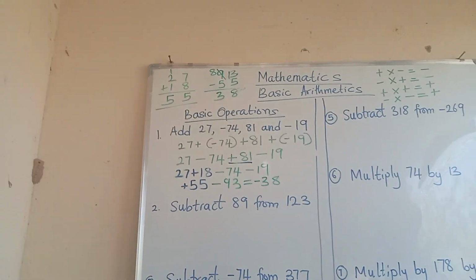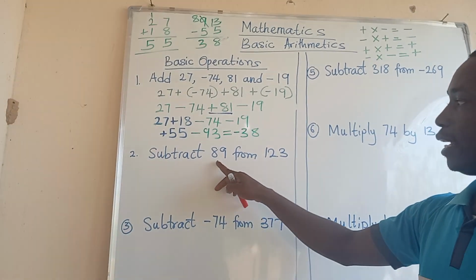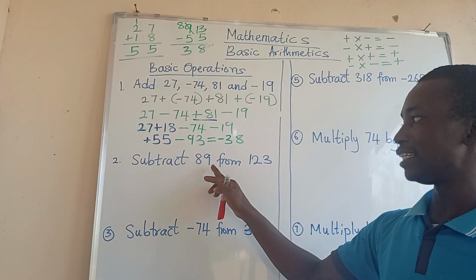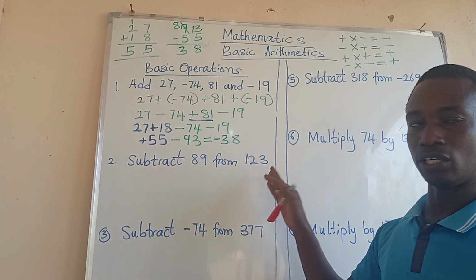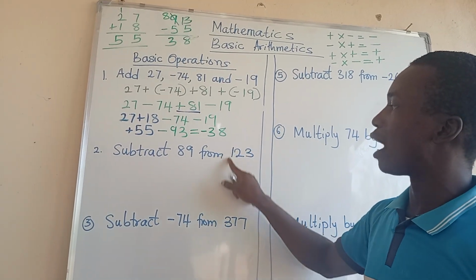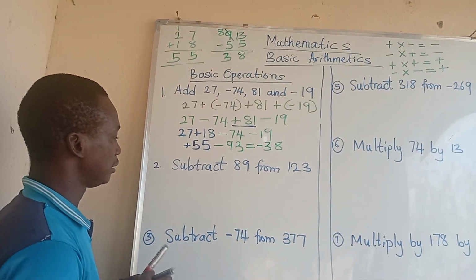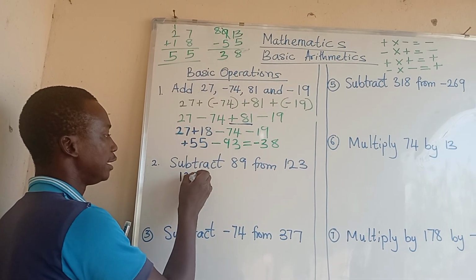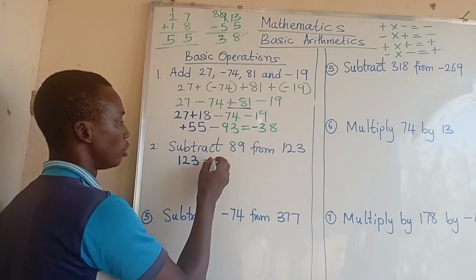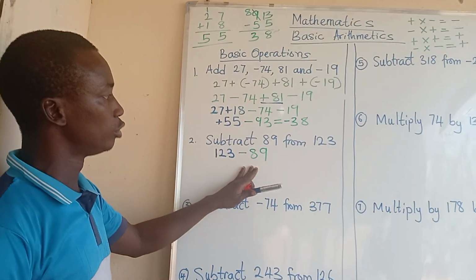Now let's move down to the second question. The second question says subtract 89 from 123. Subtract 89 from 123. Understand the question. We are to remove this 89, we are to remove it from 123, which means that 123 subtraction means minus 89. So this one is a straightforward question.